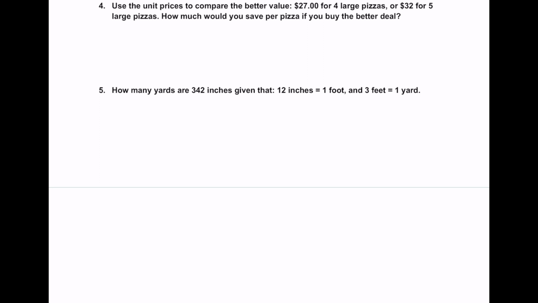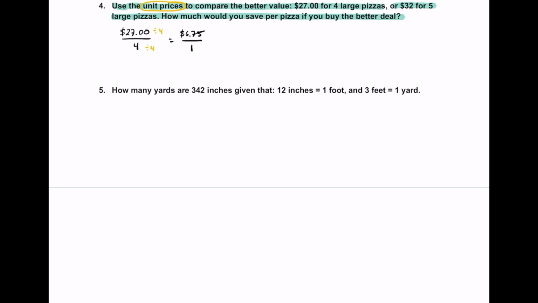So for number 4, what we're going to do here is use unit prices to compare the better value. We have $27 for 4 large pizzas, or we have $32 for 5 large pizzas. Then we have to determine how much we would save per pizza if we bought the better deal. Okay, so we have to use unit prices. If you forget, unit prices just means that we're going to find it per one of something. So the first situation is $27 for 4 pizzas. To find the unit price there, we divide by 4 and divide by 4. If we divide 4 by 4, we just get 1 pizza. And I know 27 divided by 4 is going to be $6.75.